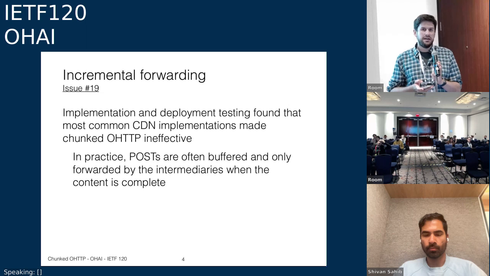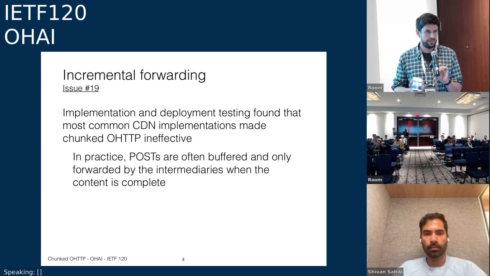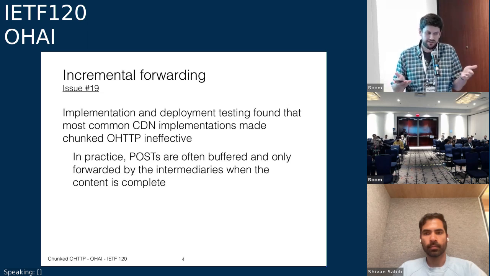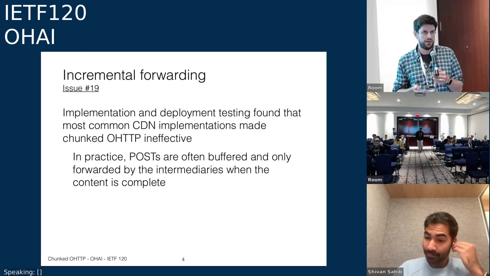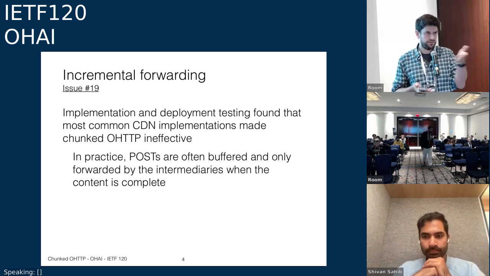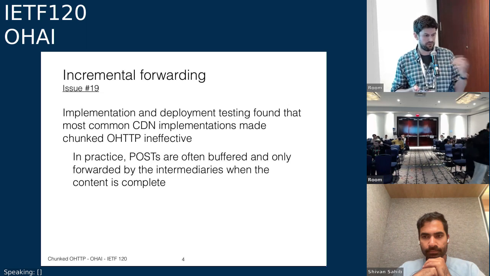But the most interesting issue that has had discussion, that I wanted to highlight today, is the one that I was hinting at for the deployment experience, where you have incremental forwarding issues on the various CDNs that are handling the POST messages for Oblivious HTTP. Our deployment testing found that most of the common implementations did buffering for POST and would wait until you had completed your entire request, or wait until you got your entire response, before forwarding on any of the bytes.